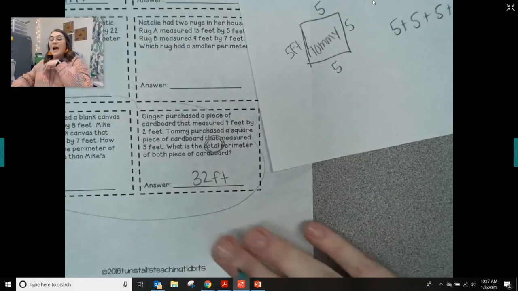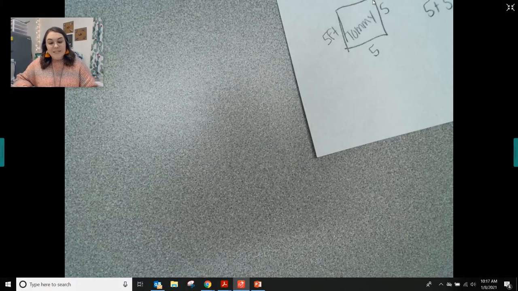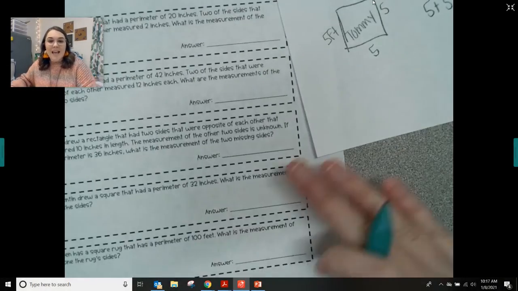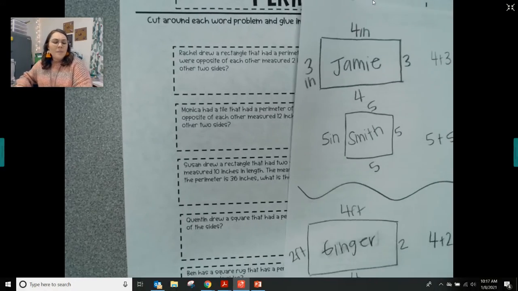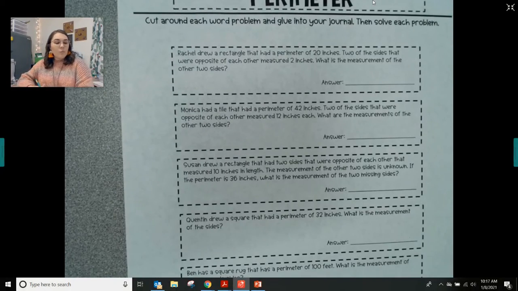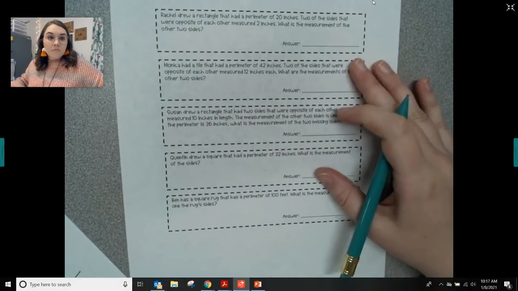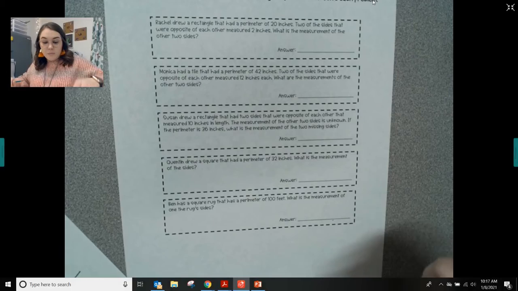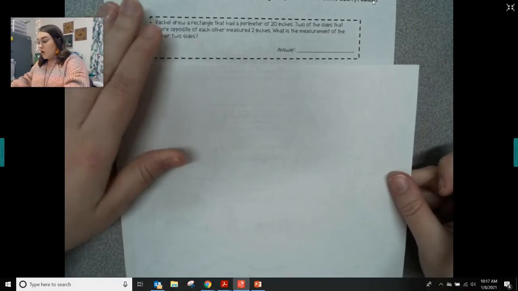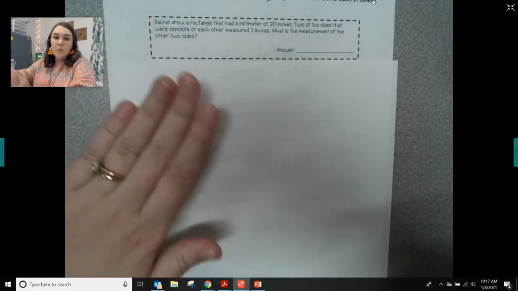Okay, I'm about to bump it up a notch. Guess what, guys? Sometimes they try to trick you. They try to say, oh, here's the perimeter. What's the missing side? Here's the perimeter. What's this? We are not going to be tricked by these people that are trying to trick us. Are we? No, no, no. We don't want to be tricked.